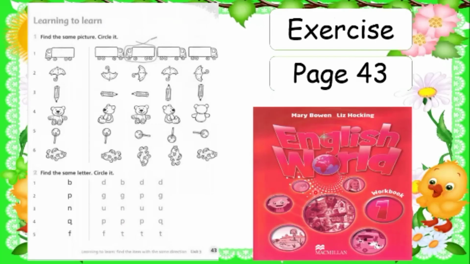Kids, for your exercise, I want you to answer page 43 in your English World Workbook and number 1. Here's how you are going to answer. Find the same picture and circle it. Example number 1. Look at the picture. What's this? It's a truck, right? So you should circle the same picture in number 1. So where is the same picture in number 1? This one, it has the same picture. How about number 2? What picture is this? It's an umbrella, right? So which one here has the same picture? This one is the same picture in number 2.